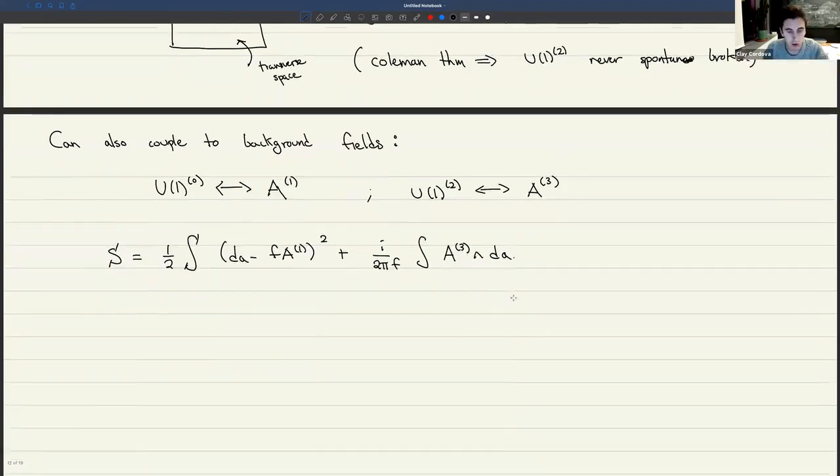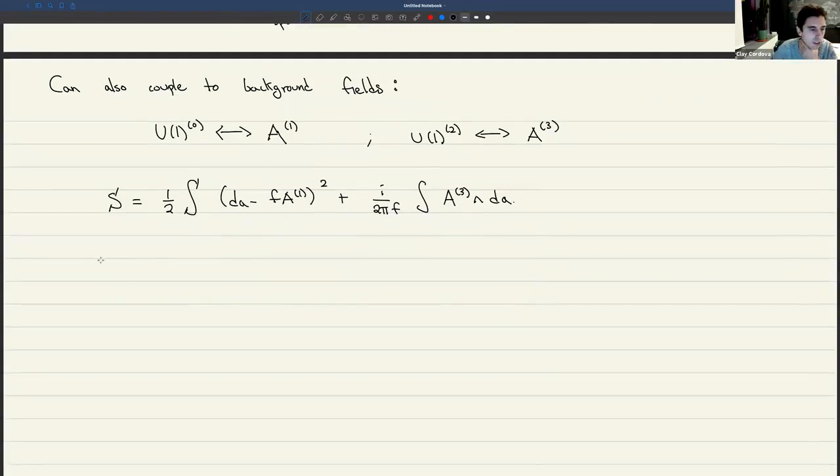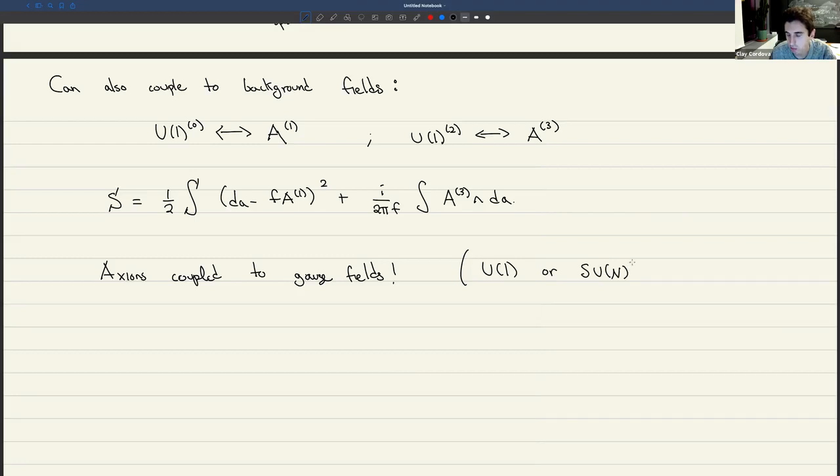Okay, very good. So, of course, we're mostly not interested in free theories of periodic scalars, but we'd like to discuss axions coupled to gauge fields. So let's do that. So in this talk, for simplicity, I'll consider U1 gauge fields or SUN, but everything I say could be generalized to other gauge groups. The details are slightly different.